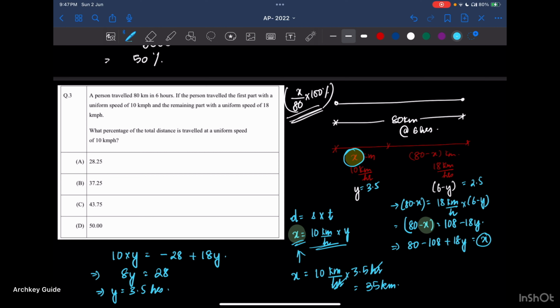So what was the final question that was asked? This. So now I can do it: 35 divided by 80 into 100 percentage. What would be the value? 43.75 percentage. Is it clear?